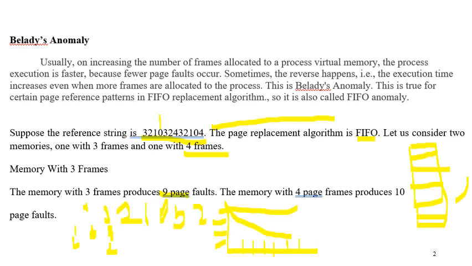Next, this is the example of Belady's anomaly, and as I explained, if you just try this first in first out page replacement example with 3 frames as well as with 4 frames, you will see the difference in the page faults.